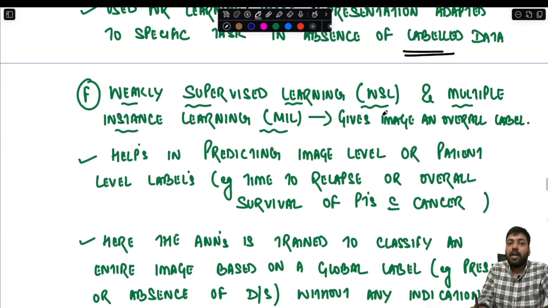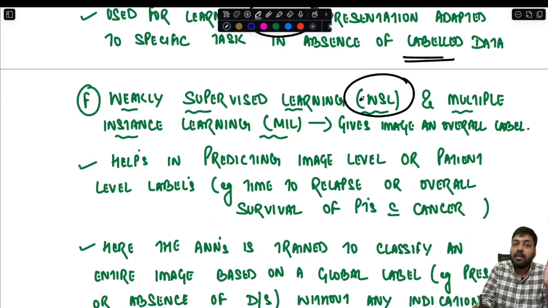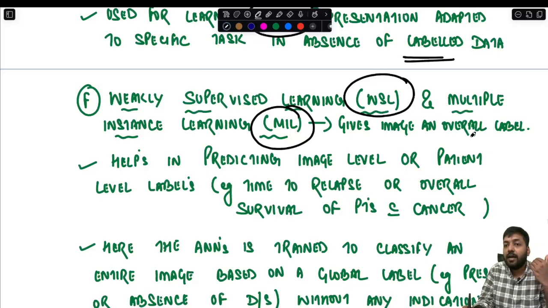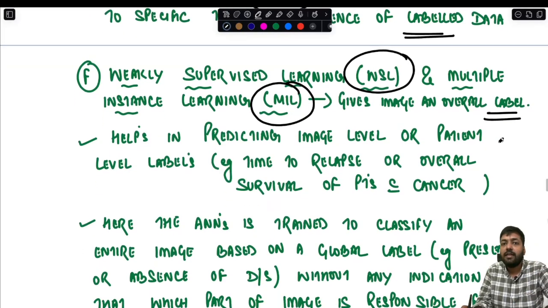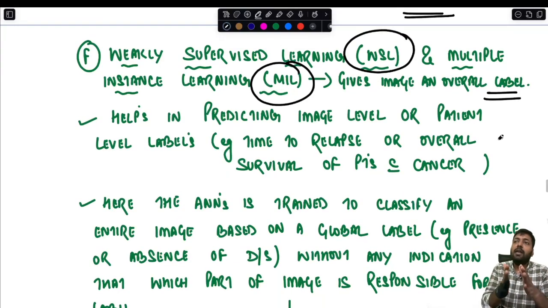Then there is something called weakly supervised learning and multiple instance learning, where we give the image and an overall label. What is happening here? Usually when we use artificial intelligence and artificial neural networks, that is deep learning, in pathology we are labeling each and everything. Suppose we train the AI to recognize one particular object like the nucleus. What is the orientation of the nucleus? Whether the nucleus is dark or light. What is the texture of the nucleus? What is the overall architecture? There are multiple things that it will recognize. So this is basically a highly specific process.